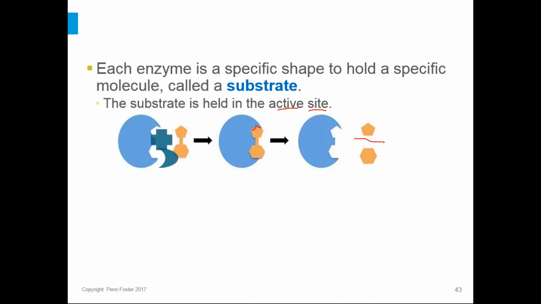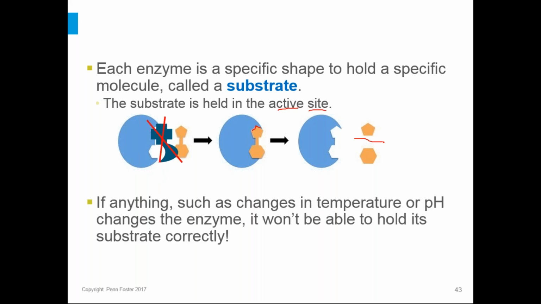But if a different molecule is nearby, the enzyme won't be able to affect it because it just doesn't fit. So it can't do that work on a completely different molecule. Also, if anything such as changes in temperature or pH in the environment of the enzyme changes, it's going to actually change the shape of the enzyme so it wouldn't be able to hold its substrate correctly. So enzymes need to work at a certain temperature, a certain acidity level. If any of that changes, then the enzyme's useless. It gets messed up.